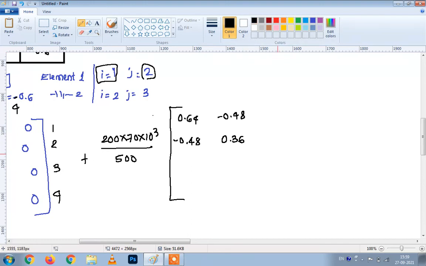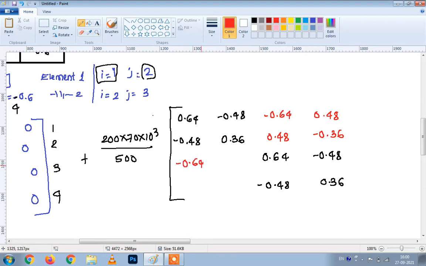Now write these values as they are here: 0.64, minus 0.48, minus 0.48, 0.36. Now we have to change the sign. So 0.64 will become minus 0.64, minus 0.48 will become plus 0.48, and here it is minus, it will become plus 0.48 and minus 0.36. Now we will repeat these values here: 0.64, 0.48, 0.48, minus 0.36.